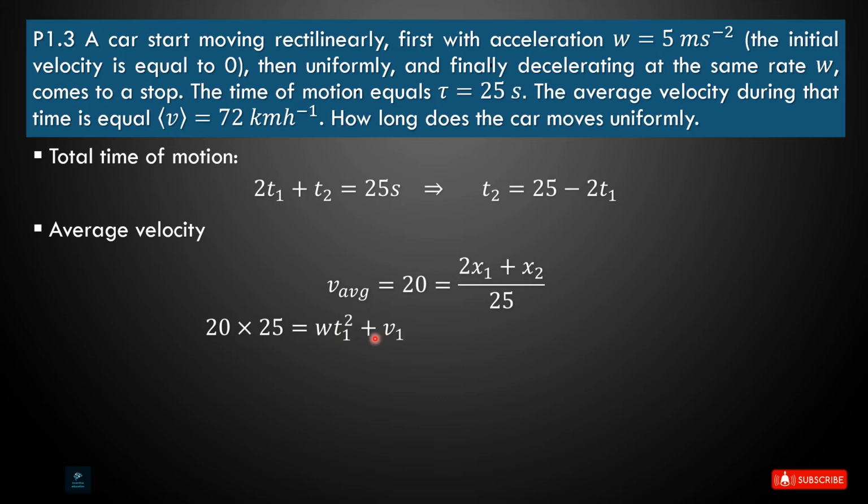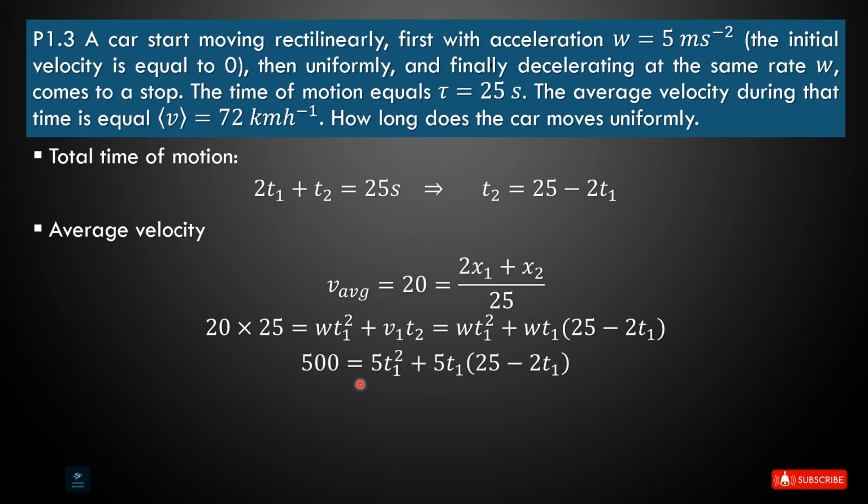This gives 20 into 25 equal to w t1 square plus v1 t1. Putting the value of v1 equal to w t1 and t2 equal to 25 minus 2t1, we get 20 into 25 equal to w t1 square plus w t1 into 25 minus 2t1. This gives 500 equal to 5 t1 square plus 5 t1 into 25 minus 2t1.